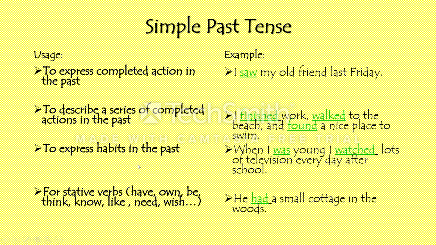We can use it to express habits in the past. When I was young, I watched lots of television every day after school. Although we have this every day, it means that you did that action continuously in the past. And simple past tense is used with stative verbs such as have, own, be, think, know, like, love, need, dislike, wish, and so on. We had a small cottage in the woods. Had is the second column or the second form of the stative verb have.